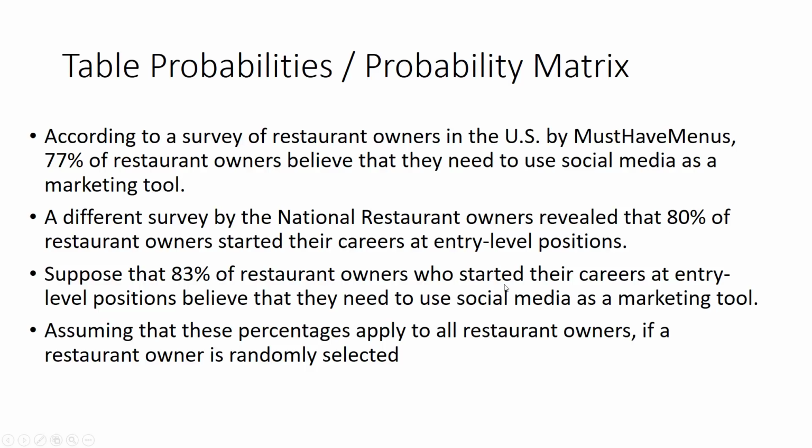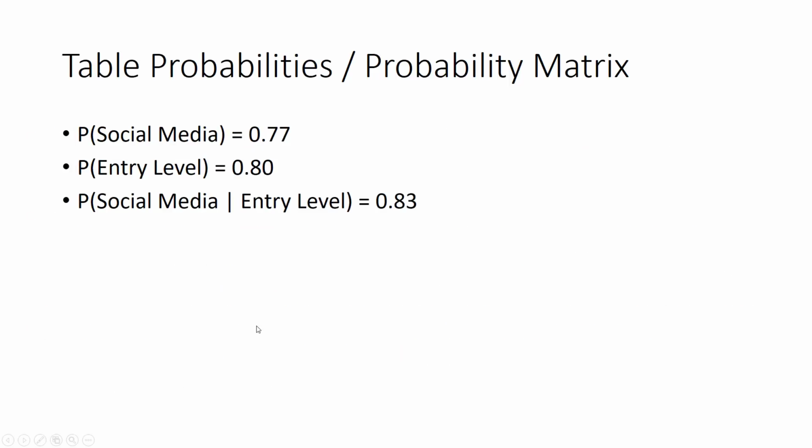Suppose that 83% of restaurant owners who started their careers at entry level positions believe they need to use social media. So in other words, this is saying the probability they use social media, given they actually started at entry level, is 0.83. And so assuming the percentages apply to all restaurant owners, if an owner is randomly selected, we're going to go through the questions. So this is first what I just said in words. I take the information and write it down. You can just use S and E.